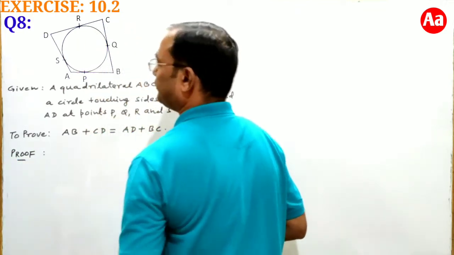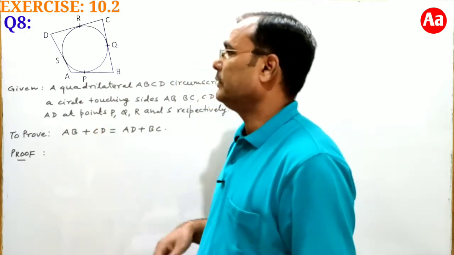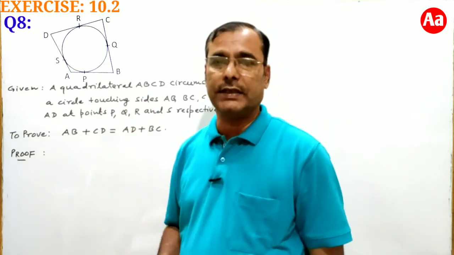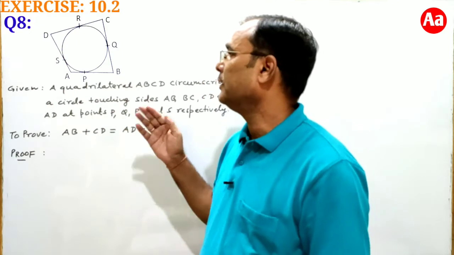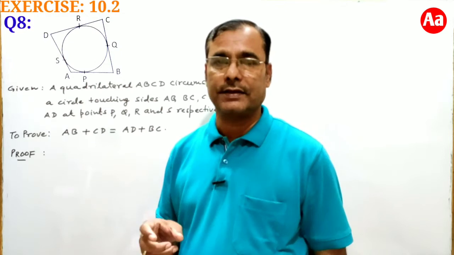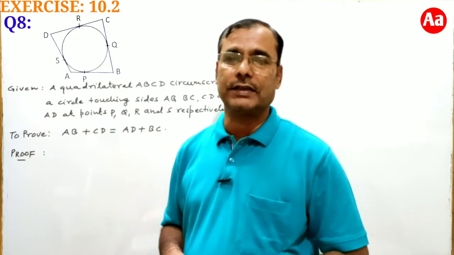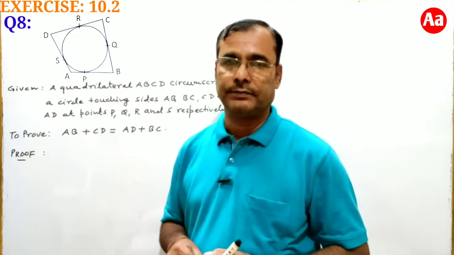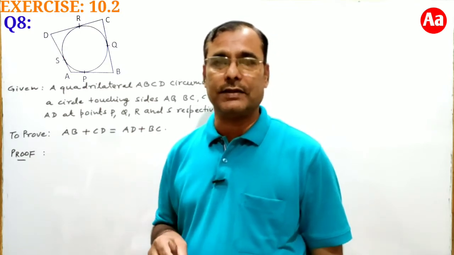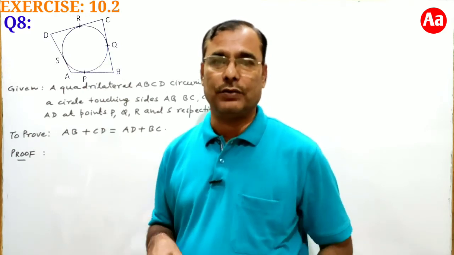Proof. As shown in this figure, AP and AS are two tangents drawn from external point A to the circle. So the lengths of tangents AP and AS drawn from an external point to the circle inscribed in quadrilateral ABCD will be equal, as theorem 10.2 says that lengths of tangents drawn from an external point to a circle are equal.